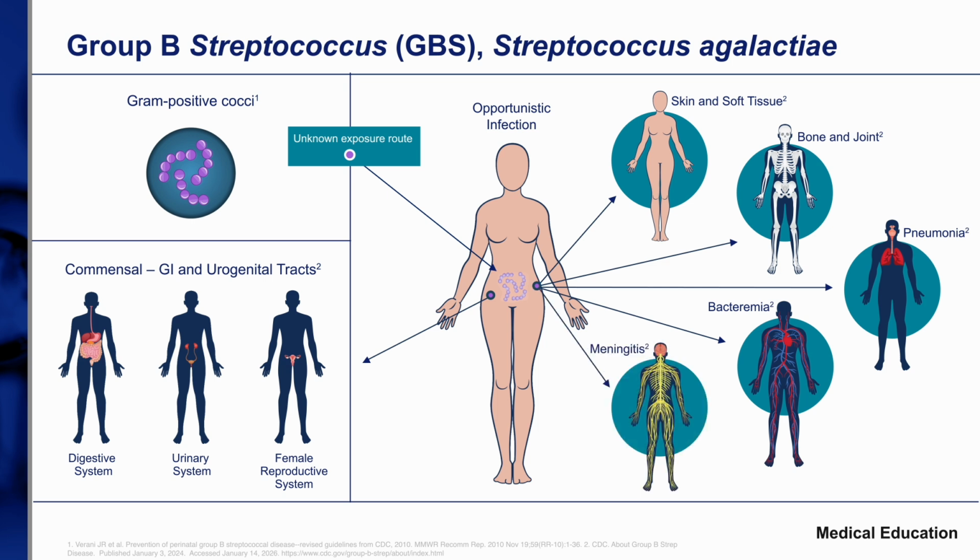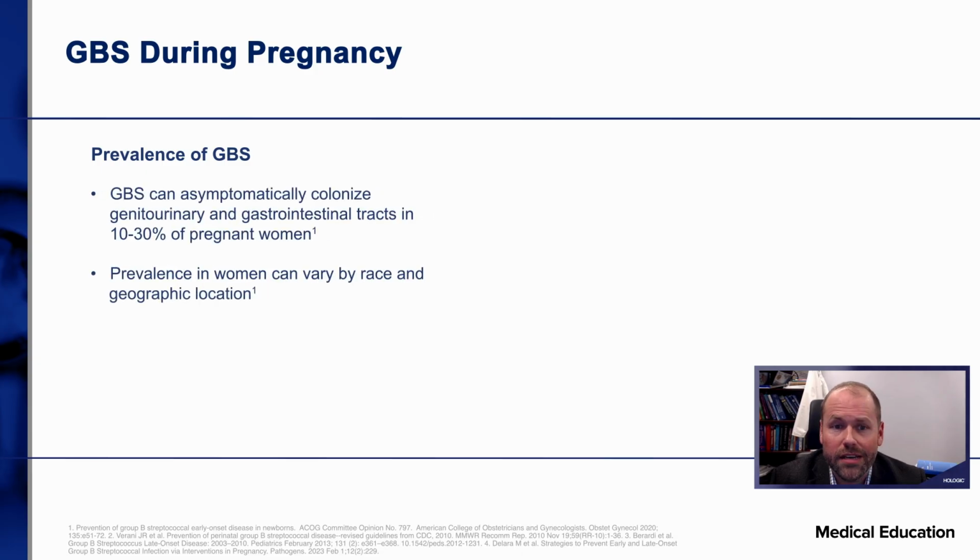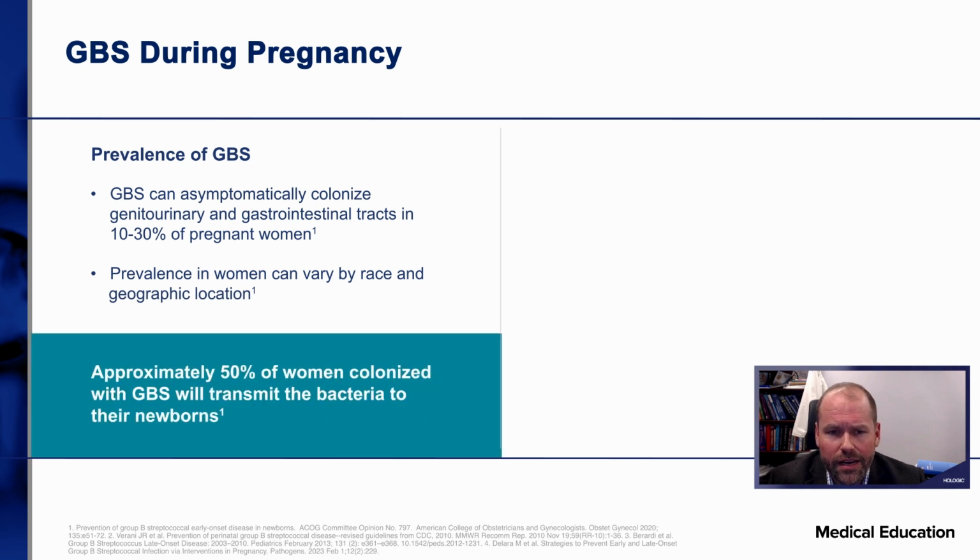And specifically today, I want to focus in on Group B Strep during pregnancy. So during pregnancy, Group B Strep can asymptomatically colonize both the urinary genital tracts and the gastrointestinal tracts. And in fact, this is estimated to be the case in 10 to 30% of pregnant women. So 10 to 30% of pregnant women are colonized with Group B Strep. And this prevalence can range by geographic region, by race, and by other factors. But importantly, approximately 50% of pregnant women who are colonized with GBS can transmit the bacteria to their newborns.